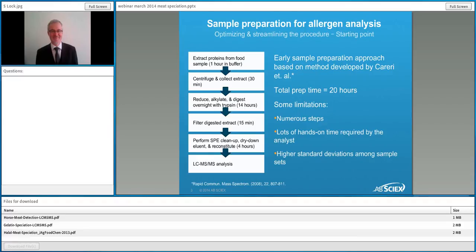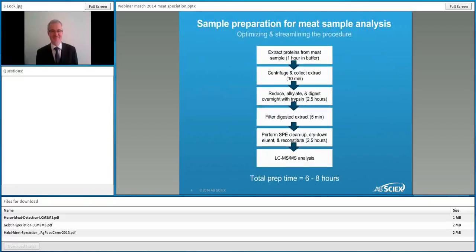So if you look at this workflow, typically when we started off, this would be an overnight analysis, so it would take 20 hours. This is based on a paper by Carrera et al. in 2008. So this is the first area at AB Sciex we looked at in order to streamline the whole process and ideally get it down to one day. And this is what we did in the last couple of years.